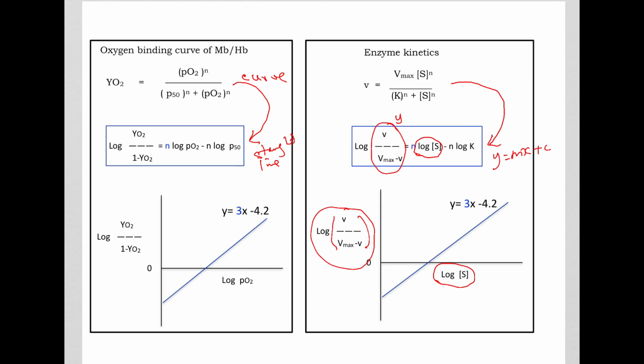And when we do that, we get a straight line. And if we find the equation of the straight line, the slope is n. In this case the slope is 3. This 3 is the Hill coefficient, or n. Okay, so that's how we can easily determine the value of n, the Hill coefficient.